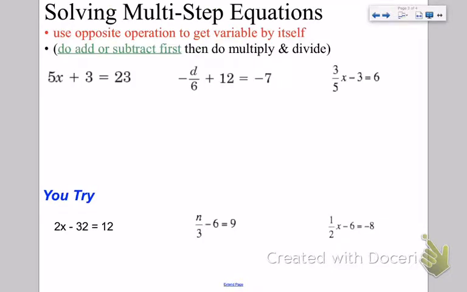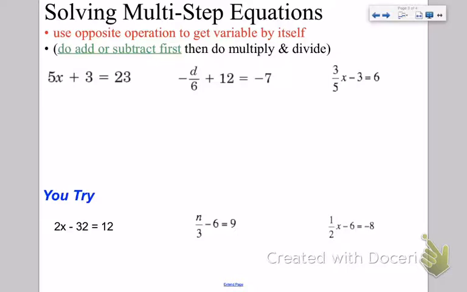Alright, so up at the top we can see that what I've been saying all along we now have in writing. We use the opposite operation to get the variable by itself, but we have to do the addition and subtraction first. Remember, it's backwards PEMDAS. We're solving, so we work backwards to find what x really is. So these ones look a little different than the first two examples, so I will go through these with you.